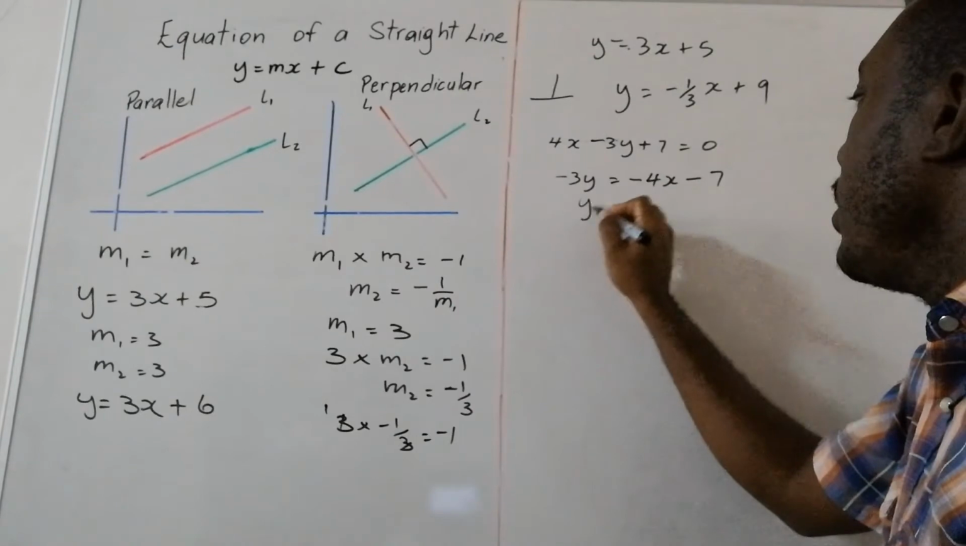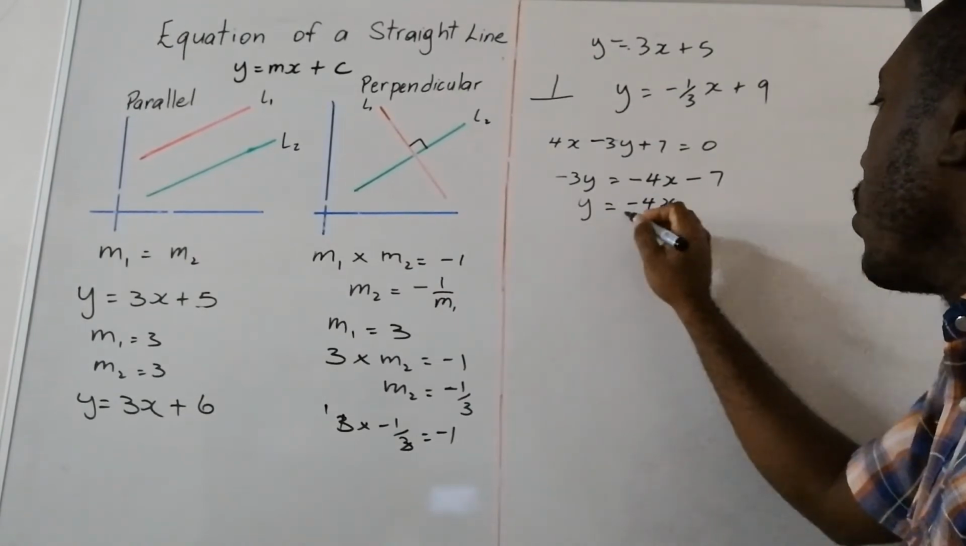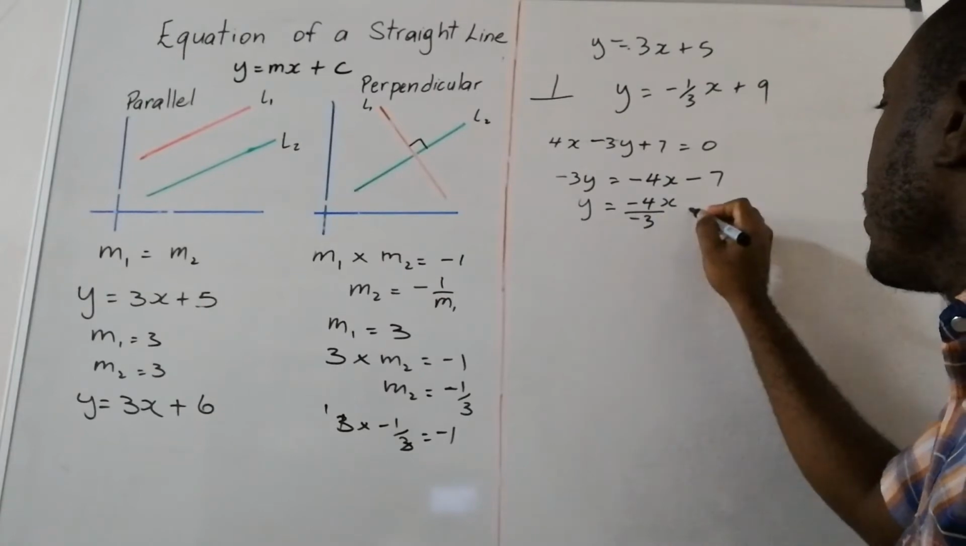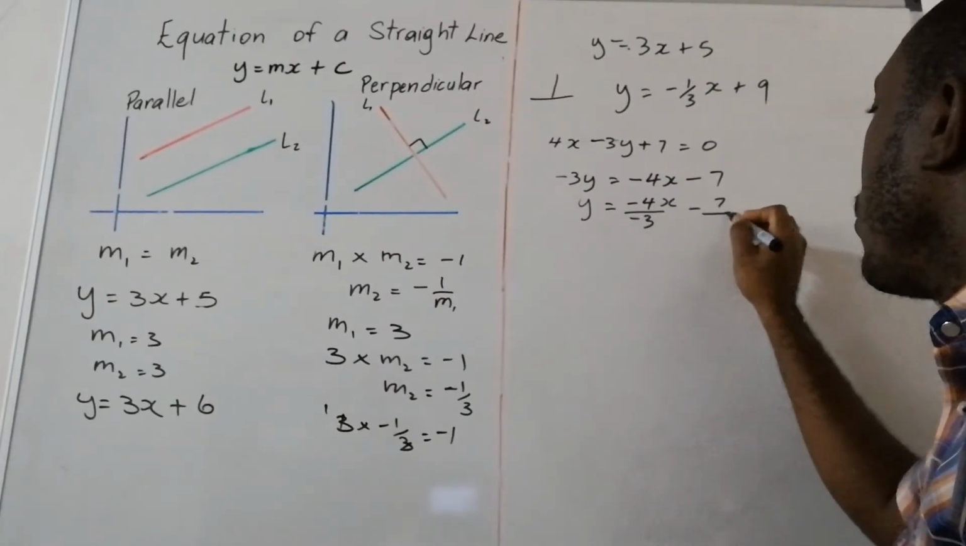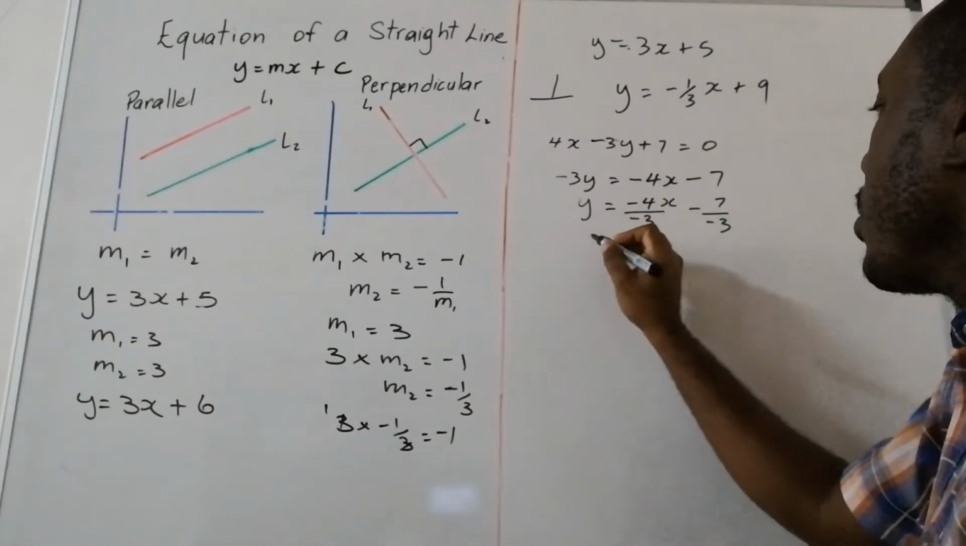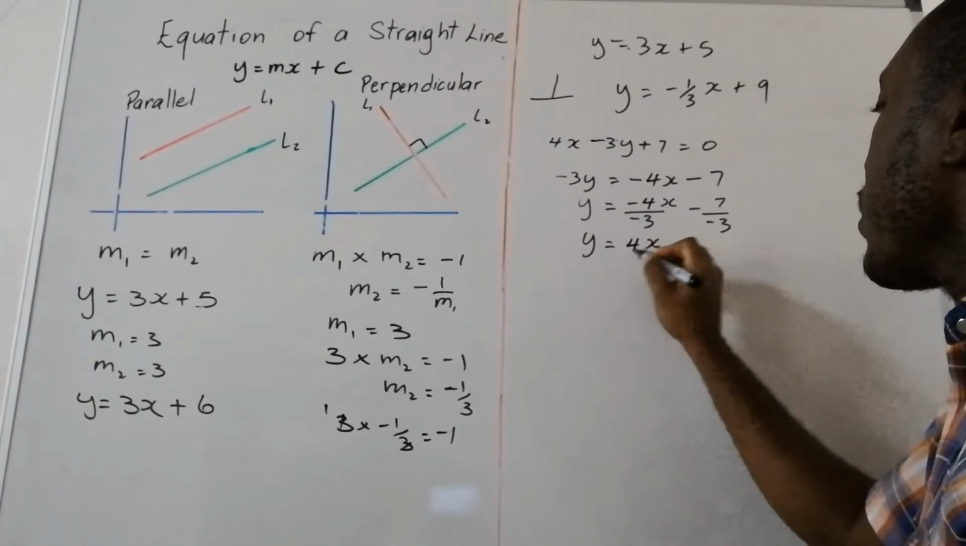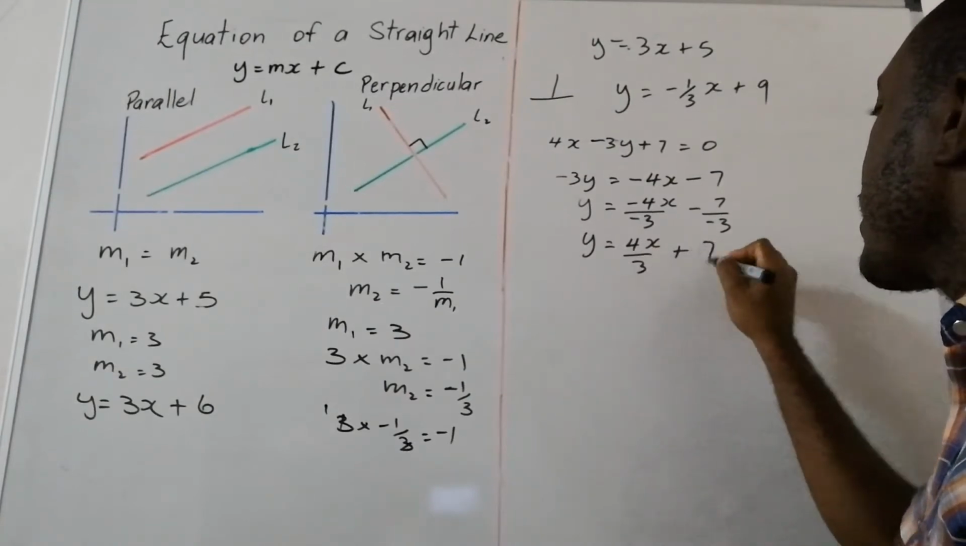So y will be equal to -4x over -3 minus 7 over -3. So negative and negative will give us a positive. So y is equal to 4x over 3 plus 7.